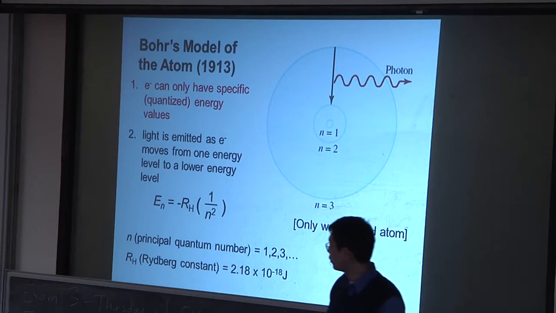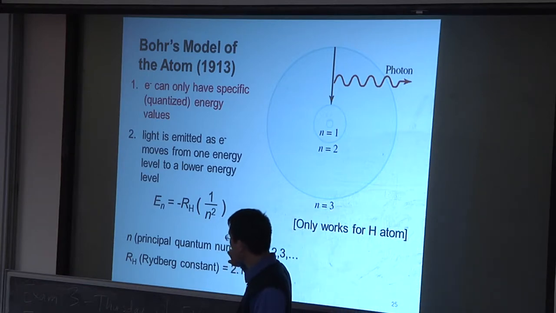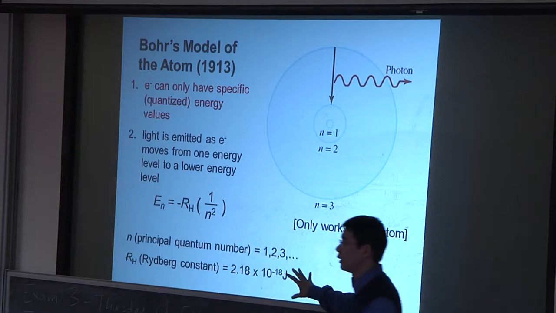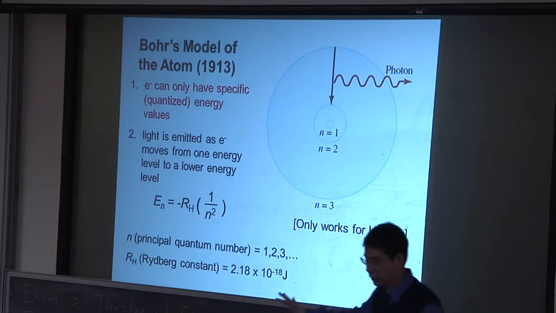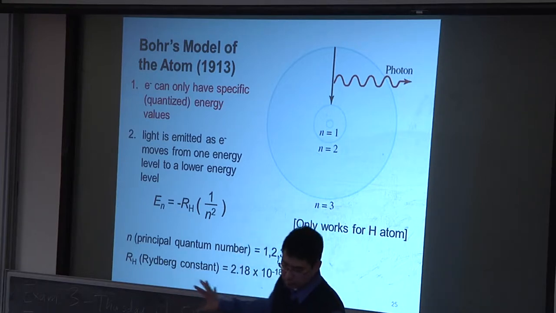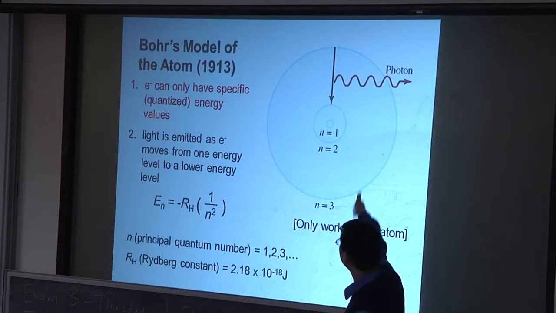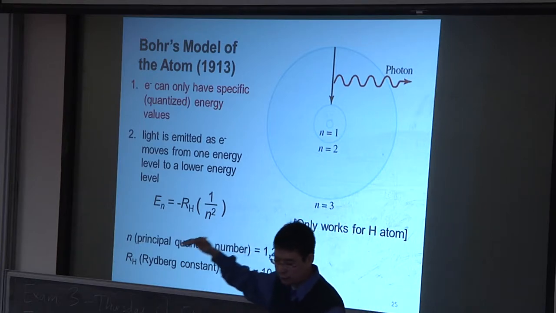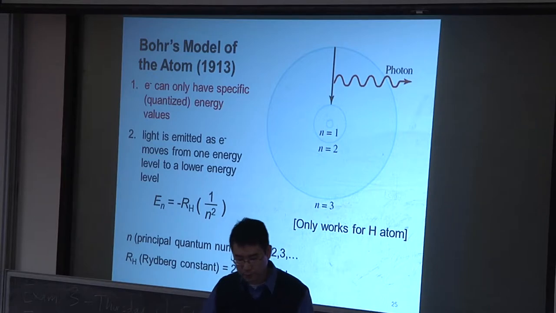So N is what eventually becomes known as the principal quantum number. We're going to meet N a little later and go through that explanation in a little more depth. But N is the principal quantum number, or in this case, just the energy level. You know, what is it in the first energy level, the second energy level, and so on.